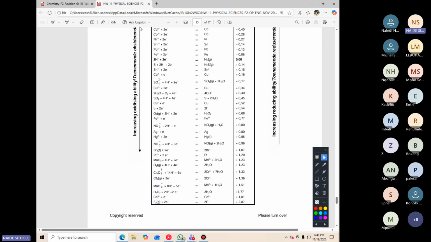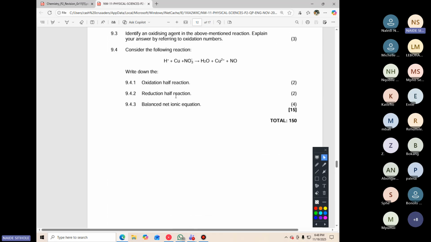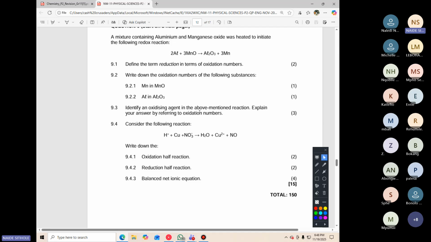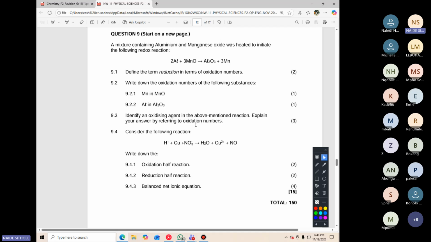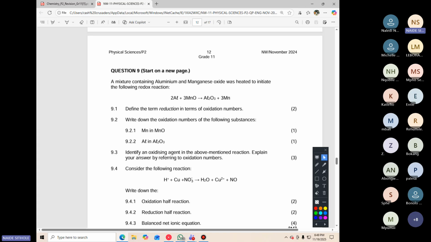And then let's see. I think there was another one that we did not do during class. This one here. So here they were saying identify an oxidizing agent in the above mentioned reaction, explain your answer by referring to the oxidation numbers. Right? So if we want to identify an oxidizing agent here, let's see.